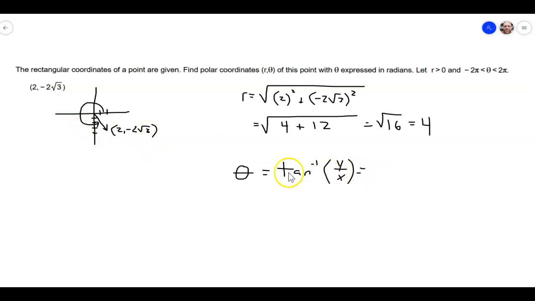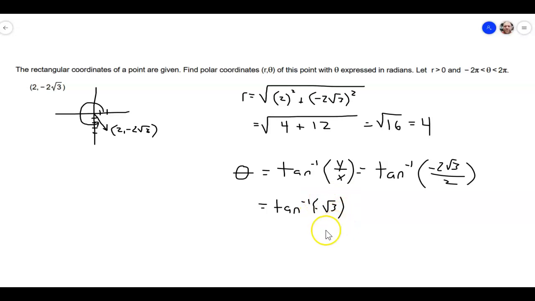All right, so I have that in there. So theta is equal to the inverse tangent of negative 2 root 3 all over 2, and I can reduce that to the inverse tangent of just negative root 3. All right, that's good enough, and I'll use my calculator for this.